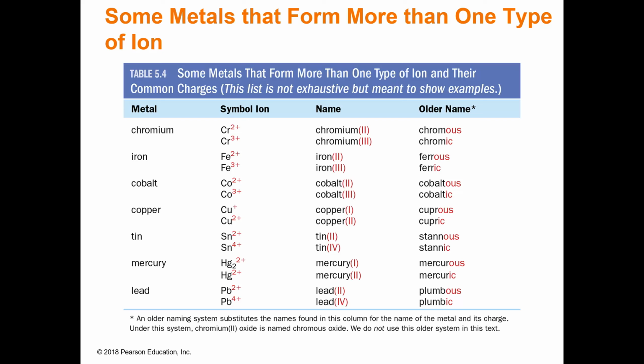Some metals, like copper, lead, or iron, can form multiple ions. For instance, copper can be Cu+ or Cu2+. You must use Roman numerals to show which ion is present. So CuCl is copper 1 chloride and CuCl2 is copper 2 chloride. This distinction matters because the 2 compounds have different properties.